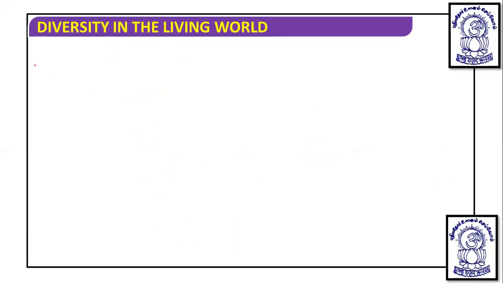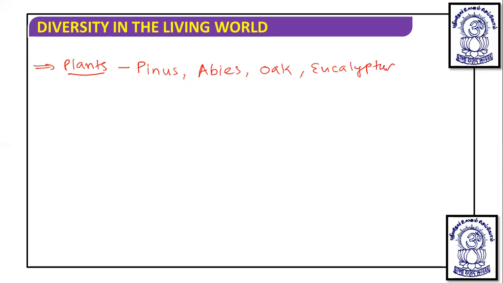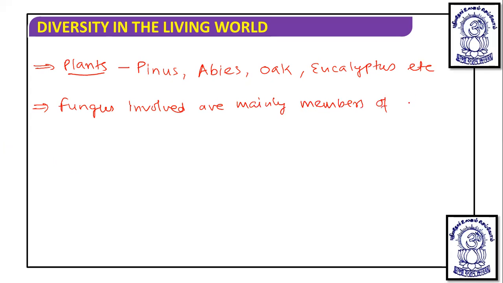The plants in which this ectomycorrhizal association is seen are Pinus, Abies, Oak, Eucalyptus, etc. And the fungi involved are mainly members of the class Basidiomycetes.